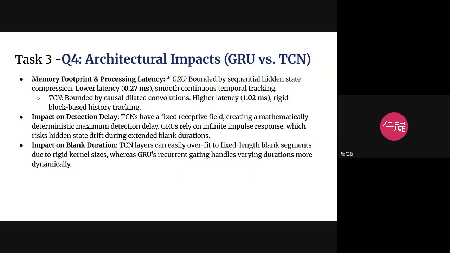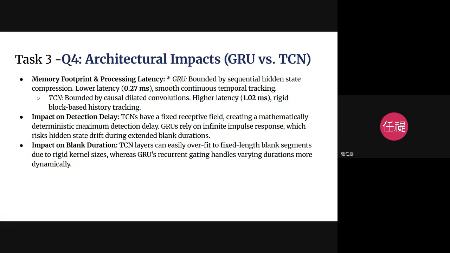Finally, question 4 looks at how architecture impacts delay and blank duration. If we compare a GRU against a temporal convolutional network, or TCN, it comes down to architectural structure. From our earlier baseline experience, the GRU has a much lower processing latency of 0.27 milliseconds compared to the TCN's 1.02 milliseconds in an online deployment.